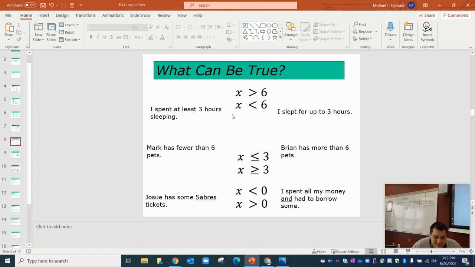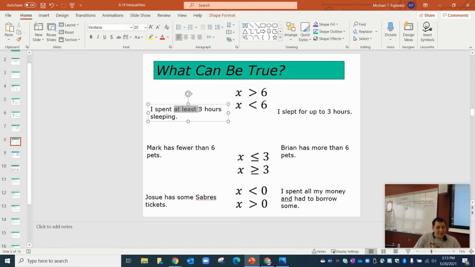I spent at least 3 hours sleeping. What does that mean? First, you should think, well, if somebody spent at least 3 hours sleeping, maybe substitute in some random numbers. Could they have spent 10 hours sleeping? Could they have spent 1 hour sleeping? If they spent at least 3, 1 wouldn't work. So the less than 3 isn't part of the solution set. It's the more than 3.